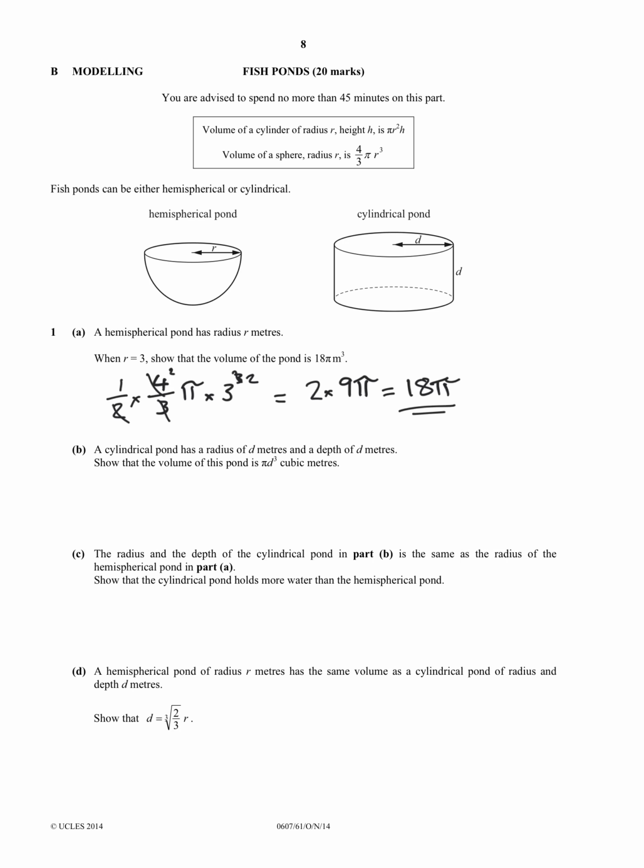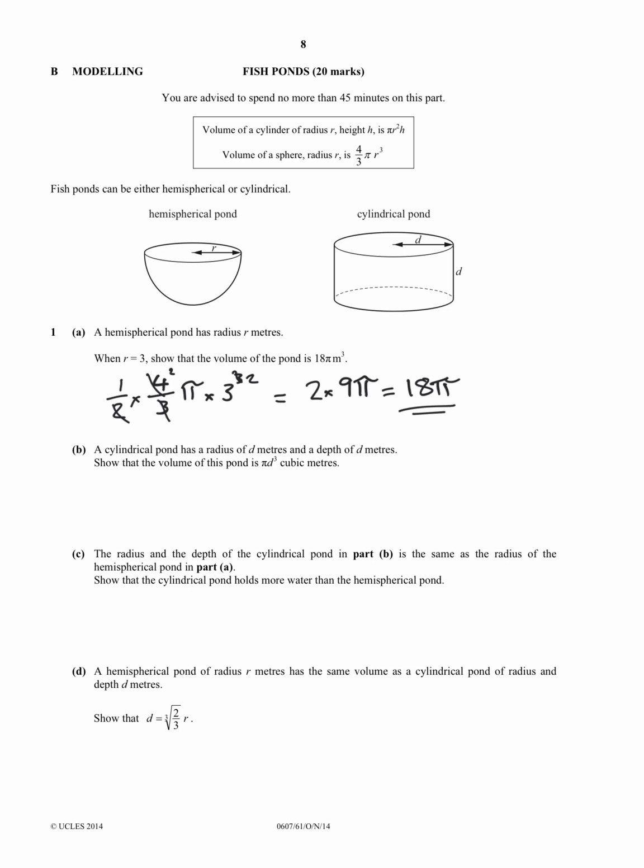So let's move on to the second part. B, a cylindrical pond now. Cylinder has a radius of d and a depth of d, so that's what we were looking at earlier, that this radius is the same as the depth. Show that the volume of the pond is pi times d cubed.